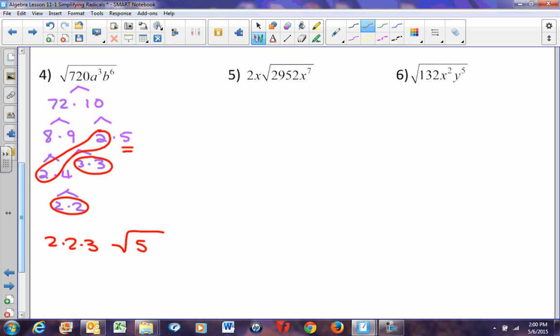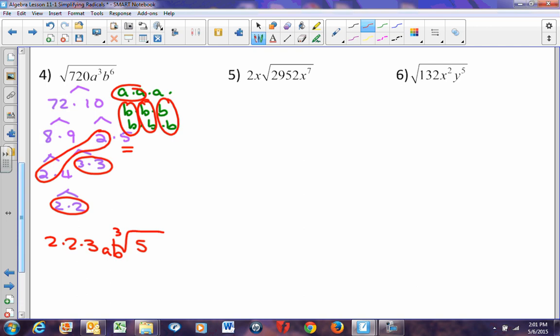Variable-wise, let's look at this for variables. A times A times A times B times B times B times B times B times B. I have 3 A's and 6 B's. So if I'm going to pair them up, these A's get paired up. Okay, these B's, these B's, these B's get paired up. So I can take out 1 A and 3 B's.